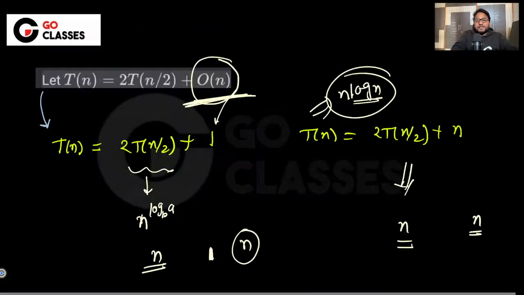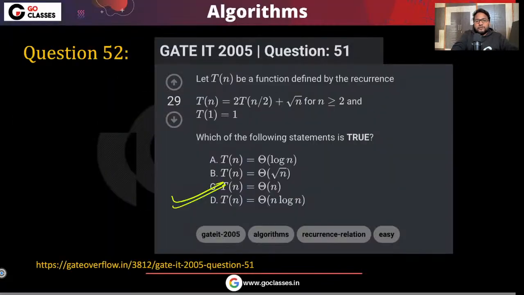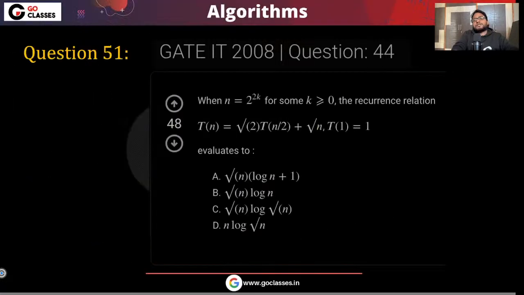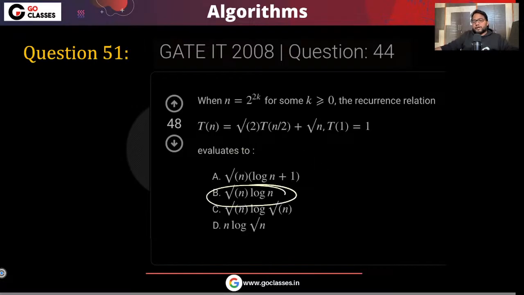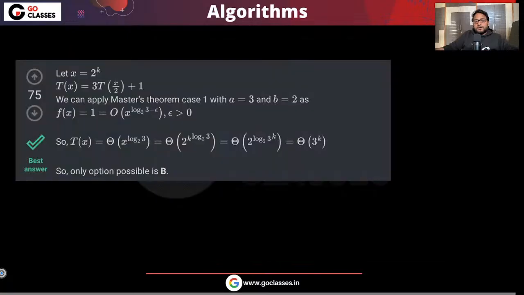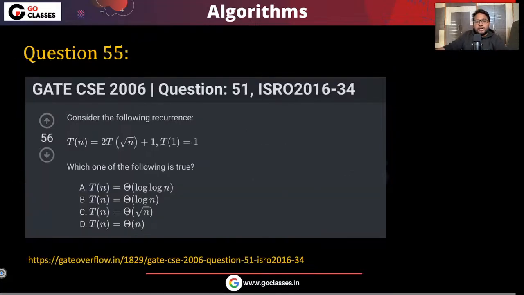But in the earlier case, see, if we apply the Master's theorem, then we will be getting theta of this. So basically A and B are both in the same theta. So that's why the Master's theorem won't work here, right? Because A and B are both the same theta. Now here, in the answer they have applied the theta, but fortunately, only one of the options is matching. Now let's just see this.